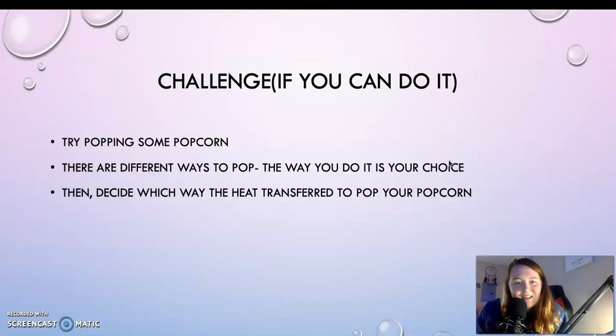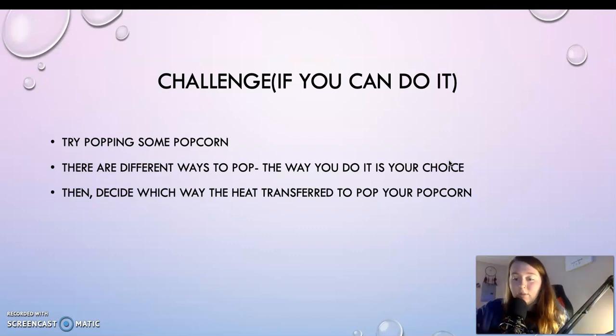I have a challenge for you now that we've gone over this, if you can do it. If you don't have popcorn, it's okay. Don't worry about it. But I do want you to think about it. I want you to try popping some popcorn. So think about the different ways you can pop popcorn. You can take a bag and heat it up in the microwave. Some people have kernels that you can put in the bottom of a pan with oil and heat it up. Or some of you may have a popcorn popper like we have at the school, where you put the popcorn kernels in the popper, and the fans move it around and heat it up, and then you dump it out.